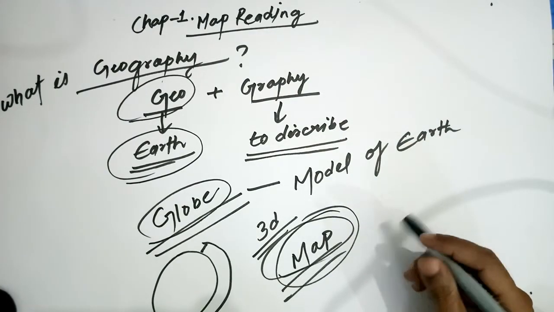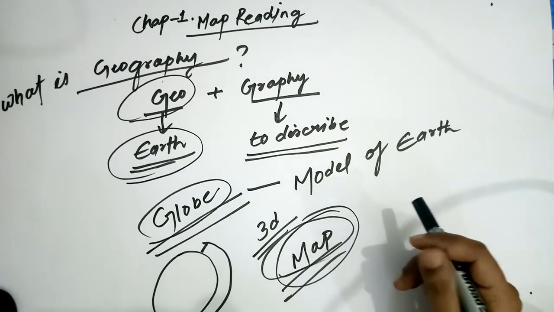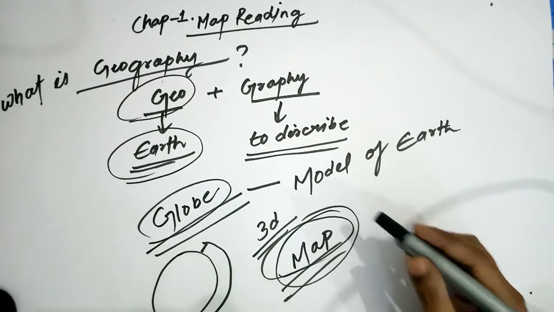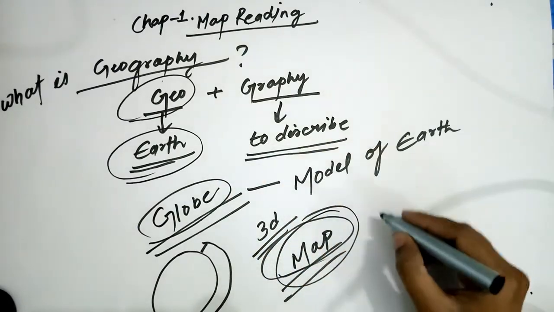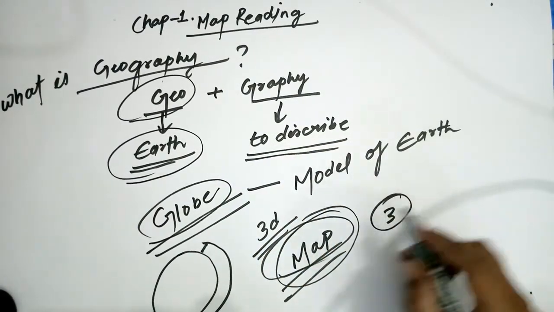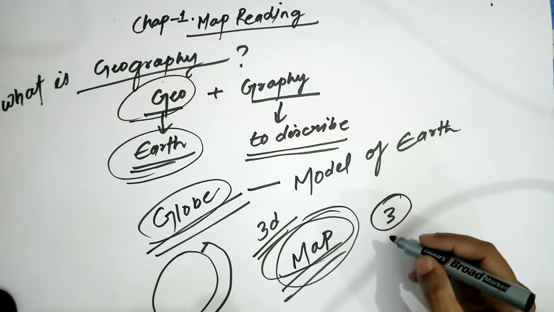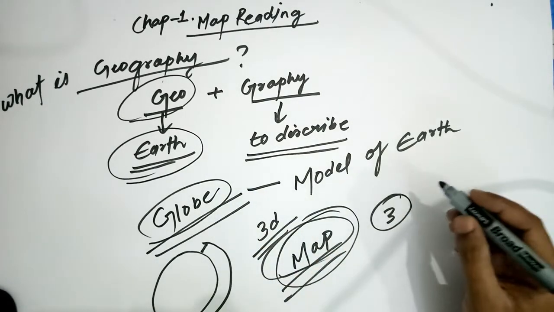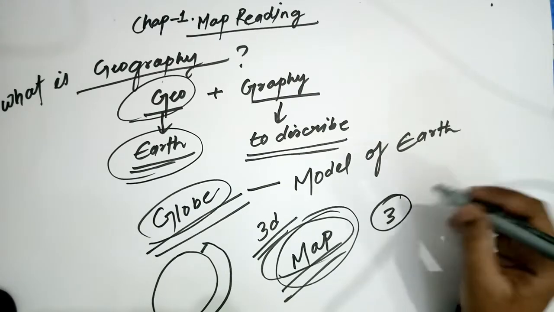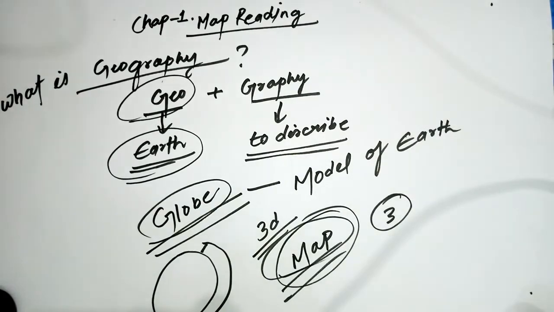So that's all for today's tutorial. One assignment I am going to give you. You have to find out three advantages and three disadvantages of the globe and the map. In the next video we will read more about maps, the different types of maps. We will read about political maps, thematic maps and physical maps. So these things we will read in the next video.